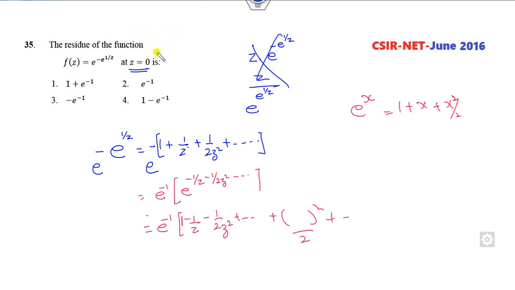So how can you find the residue at z is equal to 0? That is the coefficient of z to the power minus 1. So what is the coefficient of z to the power minus 1? If you open them, the coefficient is e raised to power minus 1. Third is the correct answer of this problem.